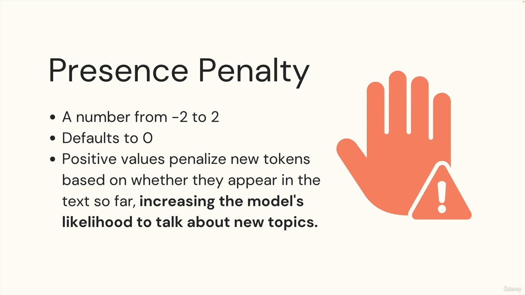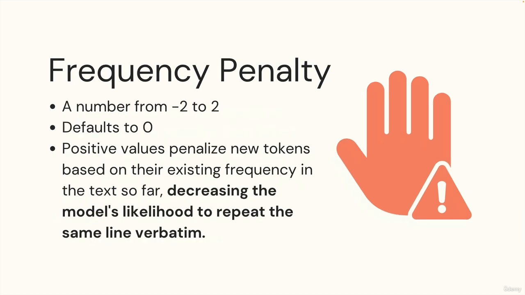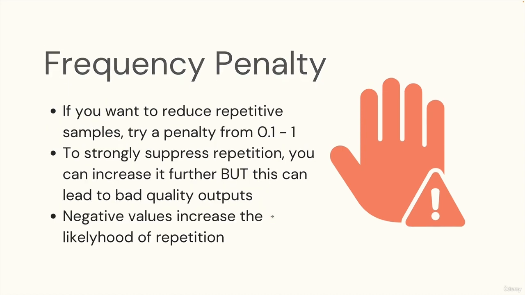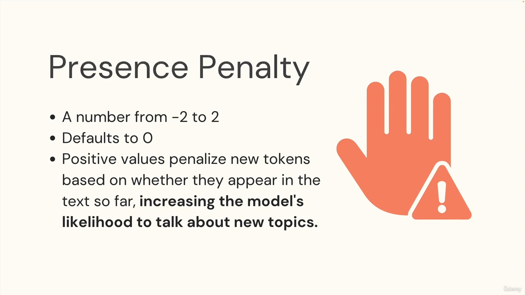And if I read through the description, it's going to sound very similar to the frequency penalty. It's a number ranging from -2 to 2. It defaults to 0, and it will penalize, however it's supposed to be pronounced, new tokens based on whether they appear in the text so far, increasing the model's likelihood to talk about new topics. That sounds just like frequency penalty, right? If we go back, frequency penalty will penalize new tokens based on their existing frequency in the text so far, decreasing the likelihood that the model will repeat the same line verbatim. But there's a difference in how they're implemented behind the scenes.